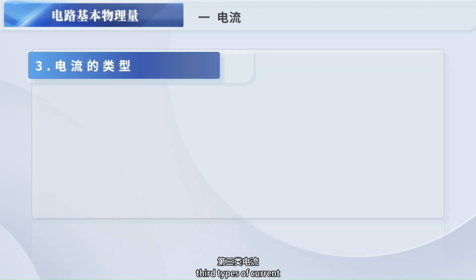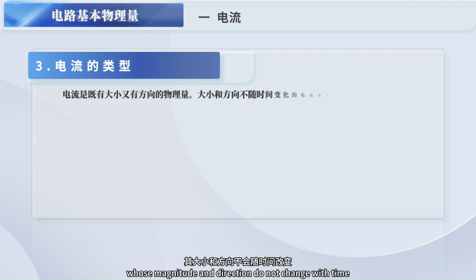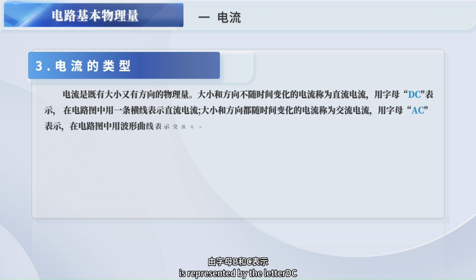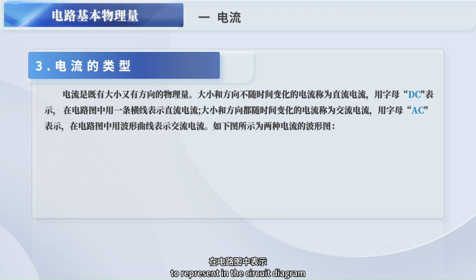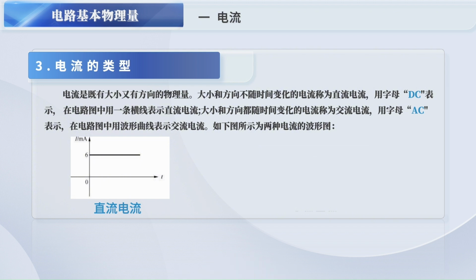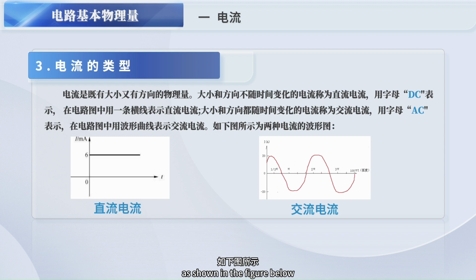Third, types of current. Current is a physical quantity with both magnitude and direction. Current whose magnitude and direction do not change with time is called direct current, represented by the letter DC. In the circuit diagram, a horizontal line is used to represent direct current. A current whose magnitude and direction change with time is called alternating current. It is represented by the letter AC. In the circuit diagram, it is represented by a waveform curve. As shown in the figure below, it shows the waveform diagrams of the two currents.